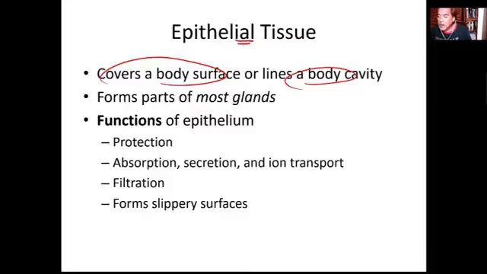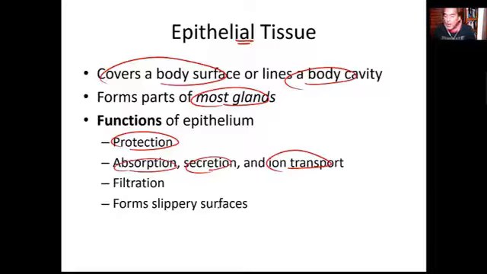Now, even though they're cells, some of this epithelial tissue are cells that actually secrete. They're actually called glands. Now, again, a summary of the function of epithelium. Number one, protection. Number two, absorption, secretion, and ion transport. You're going to be talking about that in physiology. Filtration, also in physiology, and that's going to be at your kidney. And since it lines the cavity inside the body, it actually forms slippery surfaces.